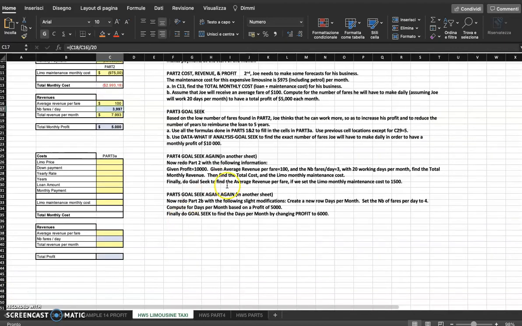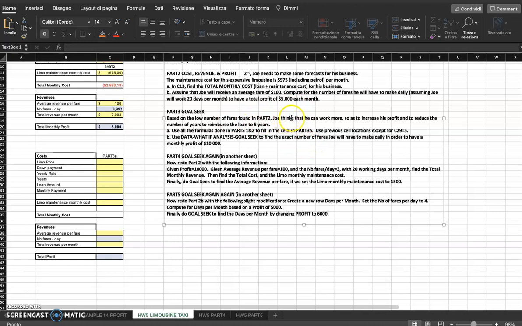So now we arrived at the last part, number 3. Based on the low number of fares in part 2, Joe thinks that he can work more so as to increase his profits and to reduce the number of years to reimburse the loan to 5 years. Use all the formulas done in part 1 and 2 and fill up the cells in part 3.